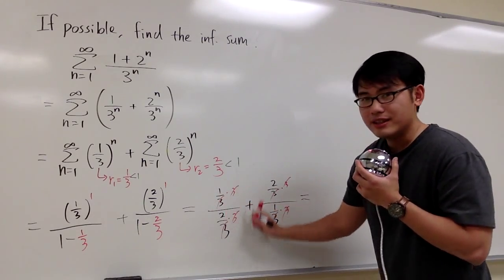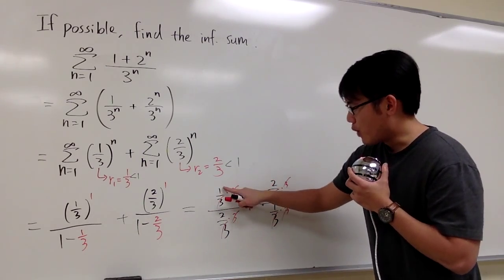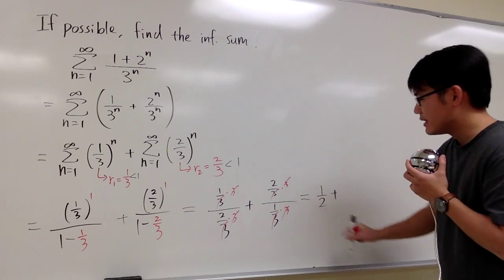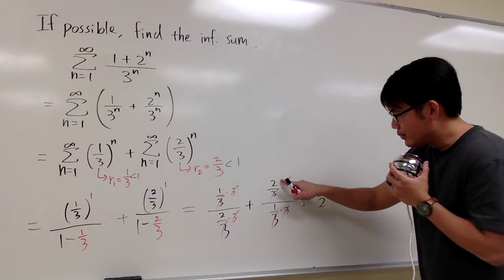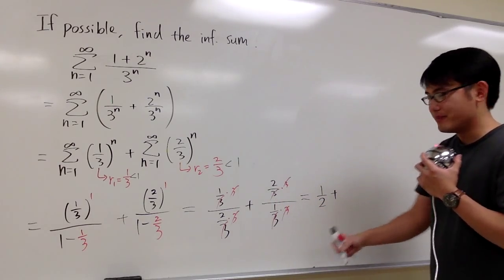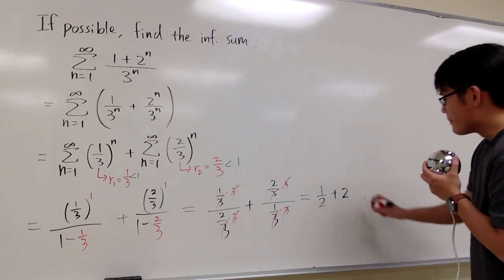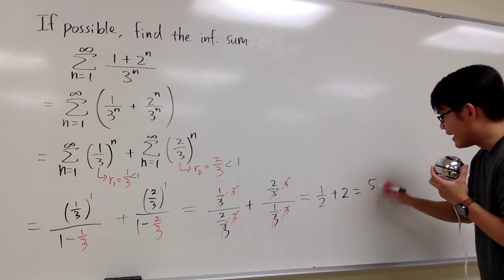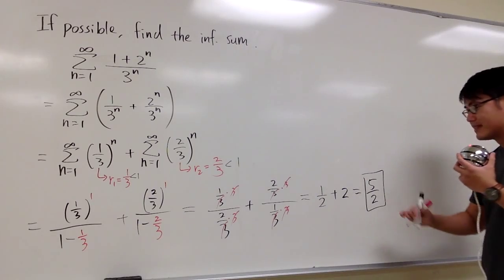All right, for this, what do we have? 1 on the top, 2 on the bottom. We have 1/2. Plus, what do we have from here? 2 on the top over 1 on the bottom. We just have 2 over 1, which is 2. You can write down 2.5 if you really want, but then I will write down 5 over 2. This is it.